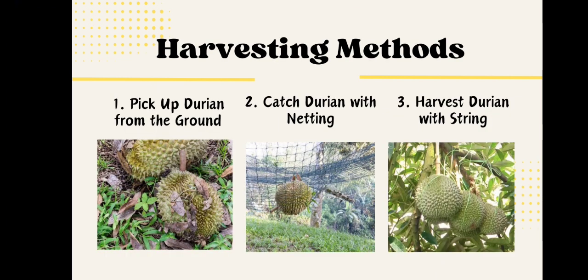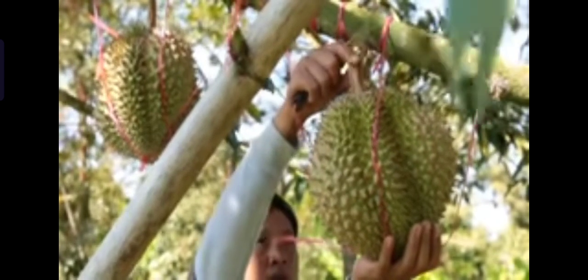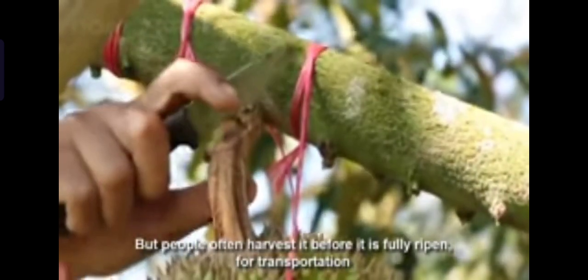Harvesting method, meron tayong tatlong harvesting methods. The first one is pick up durian from the ground, catch durian with netting, and harvest durian with string. So yan, ipapakita ko sa inyo yung isang video kung paano siya mag-harvest ng durian.